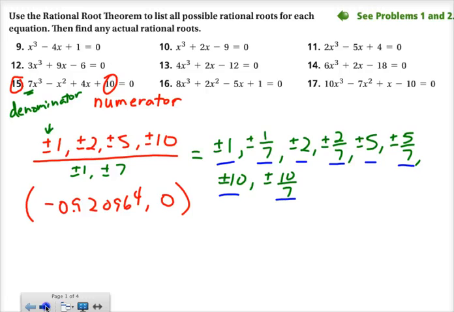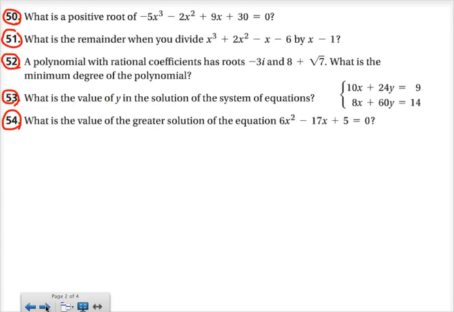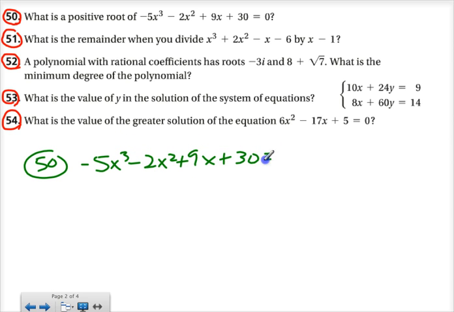Then the next one that I wanted to look at with you was number 50. And 50 says, what is the positive root of that? So we've got negative 5x cubed minus 2x squared plus 9x plus 30 equals 0. And what I certainly would want to try with this one is some factoring by grouping and see whether or not that's going to work here.